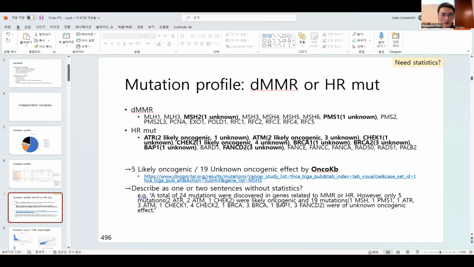I also looked into genes regarding MMR and HR. There were 24, but I used OncoKB, the database from MSKCC, and only 5 were oncogenic. So I didn't run the statistics for this; I didn't feel the need. I was wondering if it should be fine if I just mention it in the paper, saying 24 were discovered, but only 5 mutations were oncogenic and 19 were of unknown oncogenic origin. Yeah, just describing is fine.